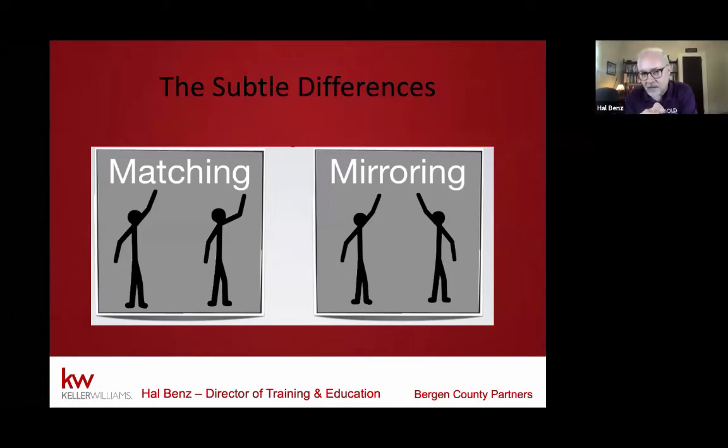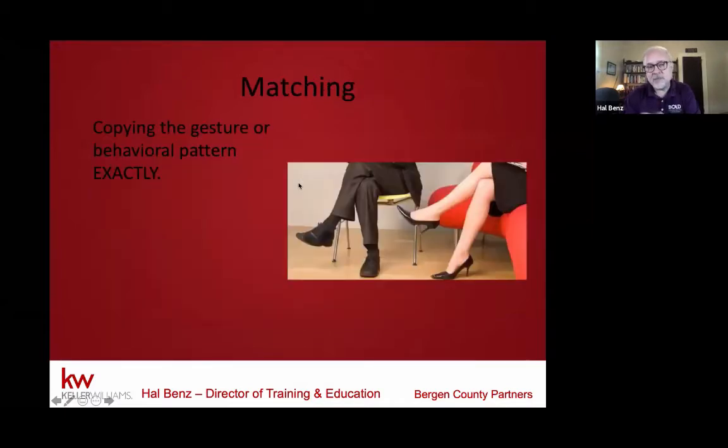Now, we talked about the subtle difference between matching and mirroring, and we did some mirroring exercises yesterday. The difference was that matching is copying a gesture or a behavioral pattern exactly. We used the crossed leg example. When you're matching a behavioral pattern or a physical gesture, somebody does something physical, you wait a few seconds, 3 to 5, and then you do it. They cross their legs, you notice, you wait 3 to 5 seconds, you cross your legs. They lean in, you wait 3 to 5 seconds, and you lean in. They reach to their right, they reach to their left, they scratch their nose, 3 to 5 seconds, you do a little scratch of the nose, and that is matching.